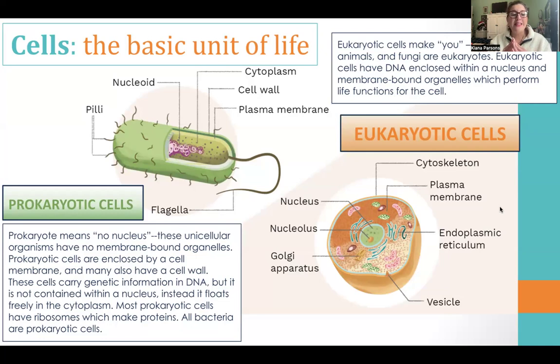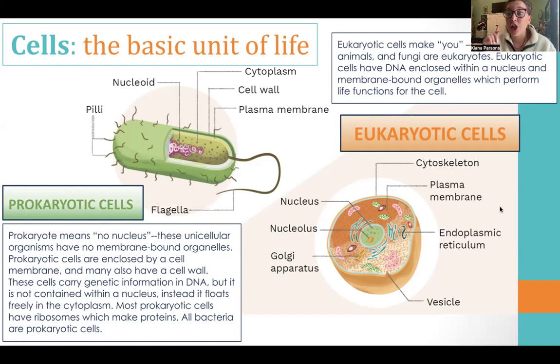Prokaryotic cells are enclosed by a cell membrane, and many also have a cell wall for structural purposes because they're single-celled. These cells carry genetic information in DNA, yes, common to all living organisms, but it is not contained within a nucleus, no nucleus. So the DNA is floating freely in the cytoplasm, usually in a ring. Most prokaryotic cells have ribosomes because making proteins is what living things do, baby. And all bacteria are prokaryotic cells. So you do interact with prokaryotic cells all the time. It's just you can't see them because they're so small.